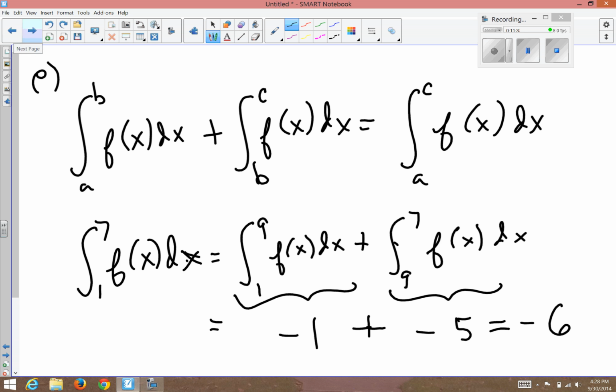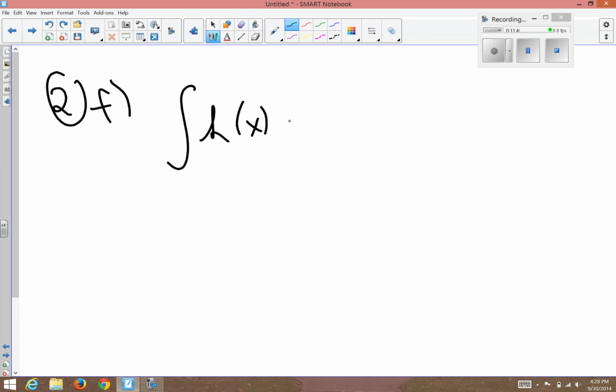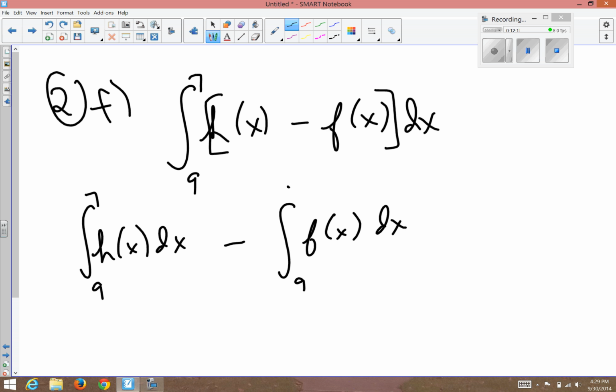Think about it. All right, there's one more part to this question. It's number 2, part F. The integral of h of x minus f of x. H of x minus f of x is the integrand, integrating from 9 to 7. Well, first thing we think of doing is distributing the integral sign. So the integral of h of x dx from 9 to 7, minus the integral of f of x dx from 9 to 7.